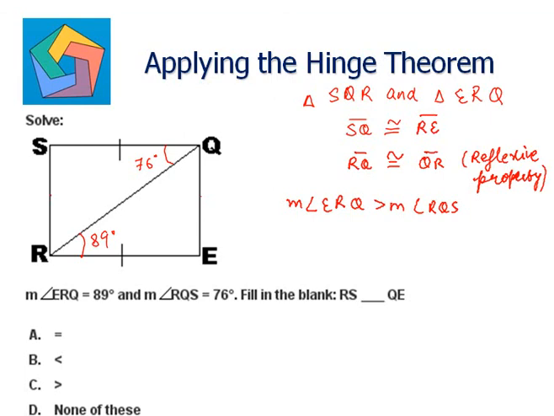That is, the side opposite to the larger angle will be greater than the side opposite to the smaller angle. Side opposite to angle ERQ is QE. So we can say QE is greater than the side opposite to angle RQS, which is RS. Or we can also say RS is less than QE. So B, less than, is the answer.